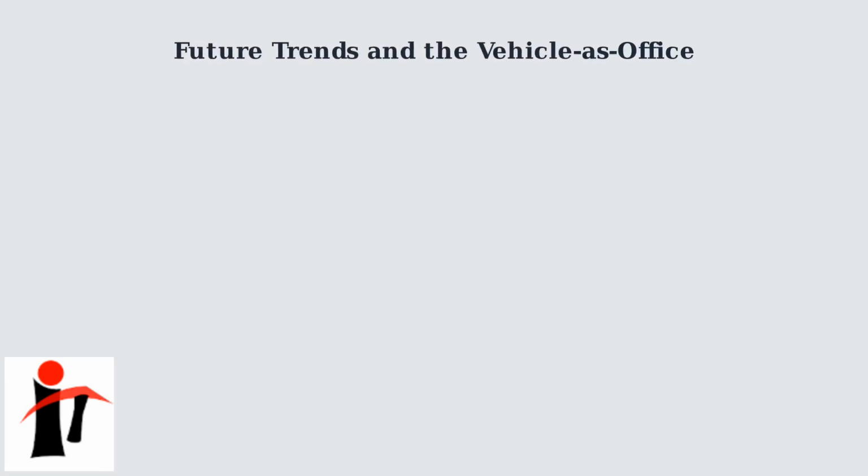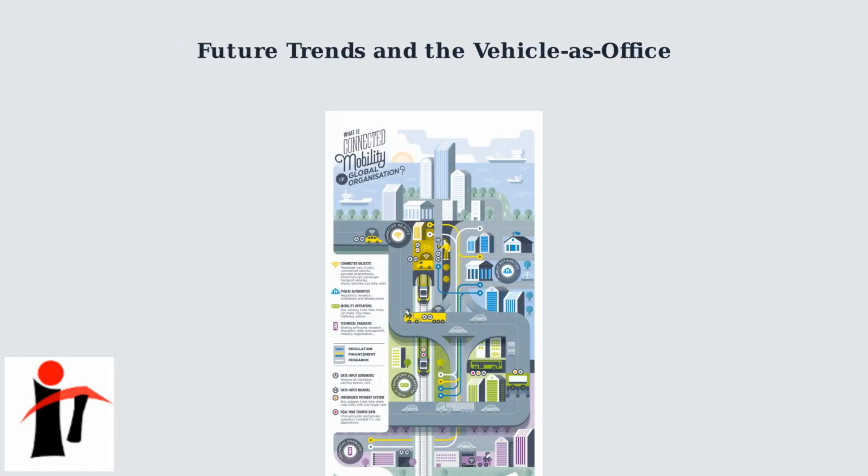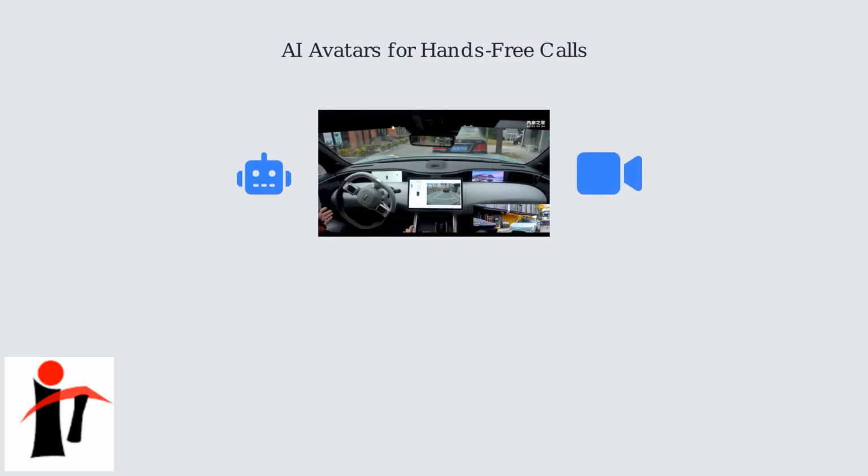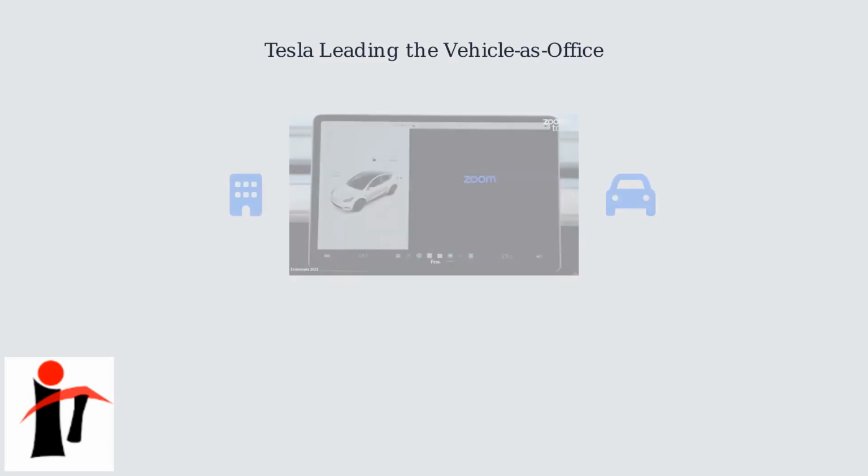The integration of Zoom into Tesla vehicles reflects a broader trend toward connected mobility, where cars become extensions of personal and professional workspaces. Expect future enhancements like AR overlays on the windshield for multi-screen calls, allowing multiple participants to appear as if they're floating in front of you. AI avatars could provide hands-free responses during calls, using natural language processing to interact while you focus on driving. Tesla is leading the charge in turning your car into a truly mobile office, combining autonomous driving with advanced connectivity features.